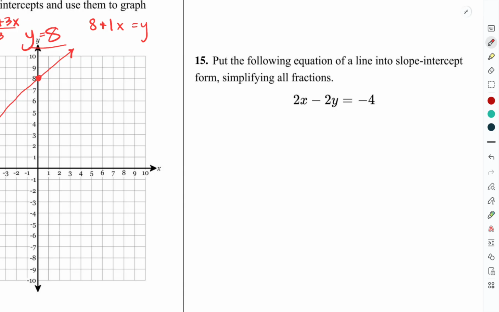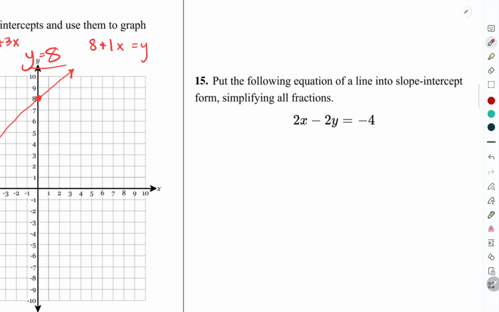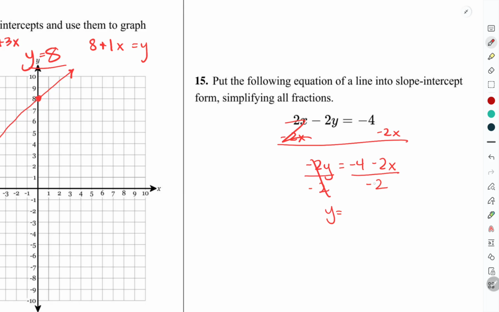Question 15. Put the following equation of a line into slope-intercept form. So what I did really quickly over here, that's the whole point of this question in its entirety. Solve for y. So I get rid of the x term. When I say get rid of, I mean move it to the other side. Rewrite it. Divide by -2 on both sides. Y equals, okay, simplify separately. 2 negatives make a positive every time. 4 divided by 2 is 2. 2 divided by 2 is 1.